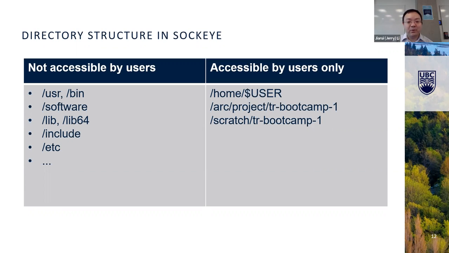Then there are all of the other directories and folders that you don't have access to, which include /usr/bin. These are usually where the binary executable files are located, such as the original Python and original Perl in the system. You don't have access to /software, which is where we install the software in Sockeye. You don't have access to /lib and /lib64, which are the libraries, like the Python libraries we installed in Sockeye. And you don't have access to /include, which holds the C header files in Sockeye. That means you cannot install programs centrally in Sockeye.